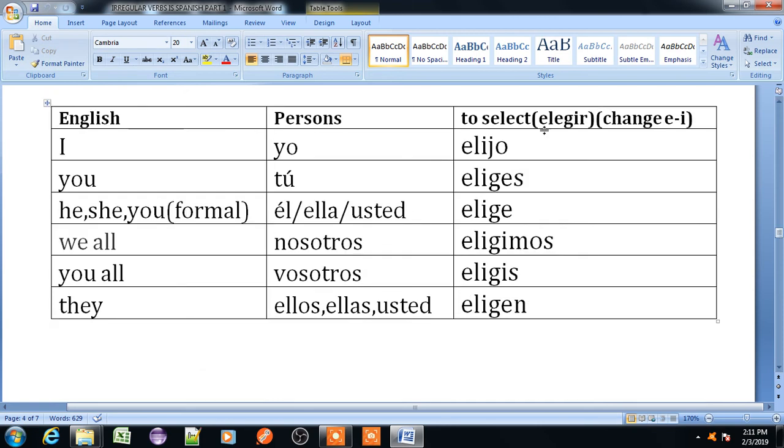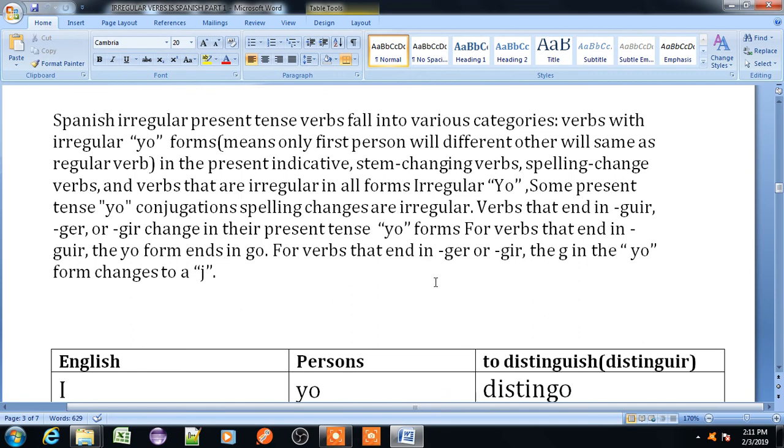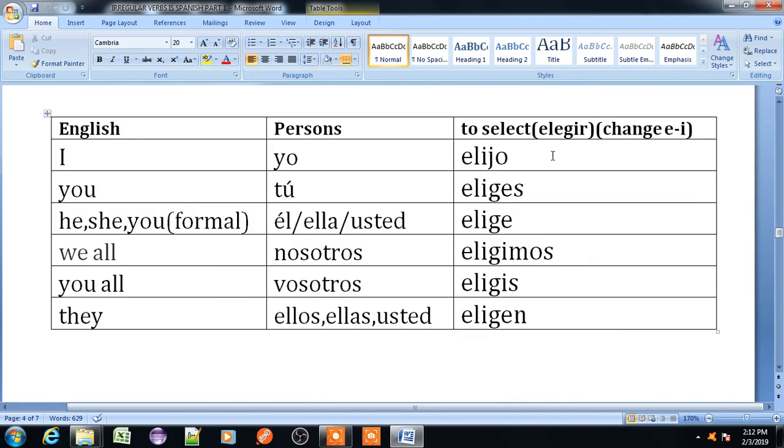Next verb is elegir, to select. Here also we change e to i, and the first conjugation is elijo. Why elijo? Just remember what I told a few minutes ago: if a verb ends with ger or gir, then the g in the yo form changes to j. That's why we change this g to j. So the conjugation is elijo, eliges, elige, elegimos, elegís and eligen.